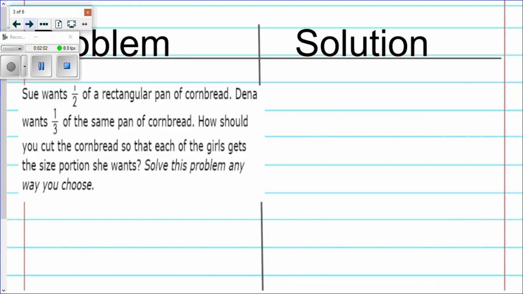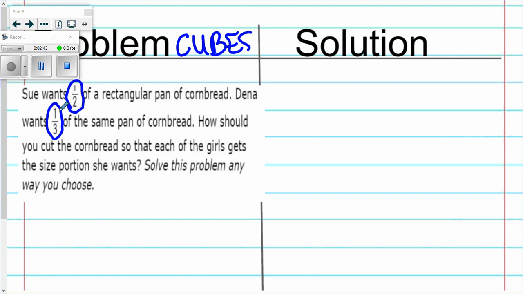So for our problem today, it says that Sue wants 1/2 of a rectangular pan of cornbread, and Dina wants 1/3 of the same pan of cornbread. How should you cut the cornbread so that each girl gets the size portion that she wants? And you can solve this problem any way you choose. Well, let's do a little prep work before we start this problem so that we have a plan for solving. We're going to do that using cubes. And so we're going to circle 1/2 of that rectangular pan of cornbread, and we're also going to circle 1/3 of that pan of cornbread.